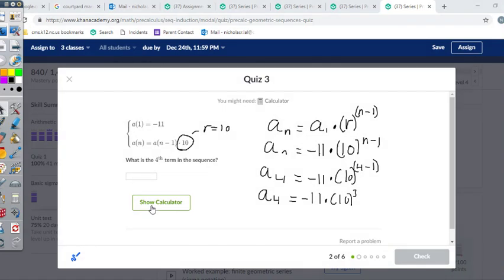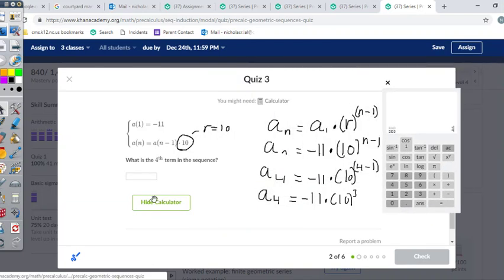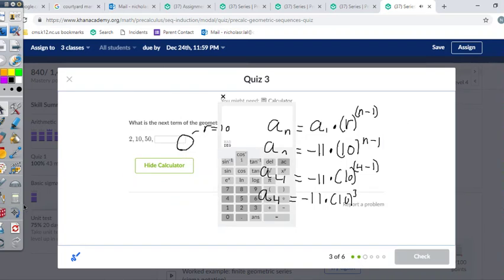So 10 to the third is 1,000. Don't believe me? 10 times 10 times 10 is 1,000, times negative 11, is negative 11,000. All right, next question.